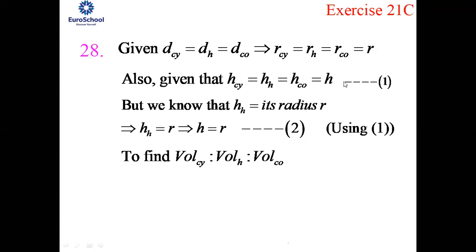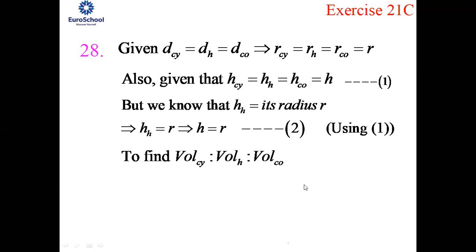So from this first equation, can you say that your H is also equal to r, which means their height is also the same as their radius? Is this part clear for everyone? H is equal to r? Yes, ma'am. Got it?